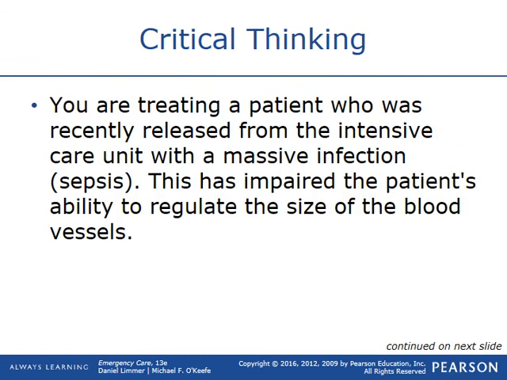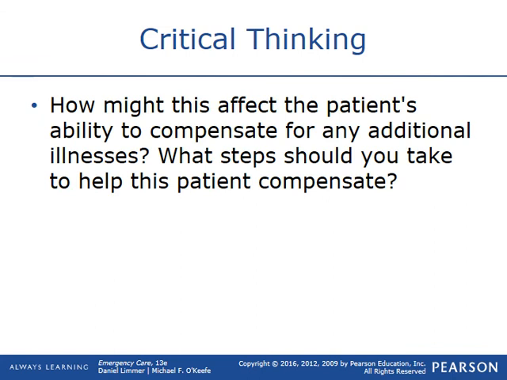So, critical thinking question. You're treating a patient who was recently released from the intensive care unit with a massive infection, or sepsis. This has impaired the patient's ability to regulate the size of the blood vessels. How might this affect the patient's ability to compensate for any additional illnesses? What steps should you take to help this patient compensate?